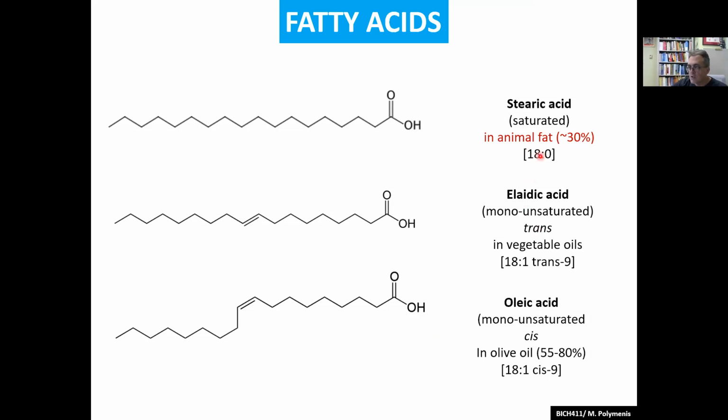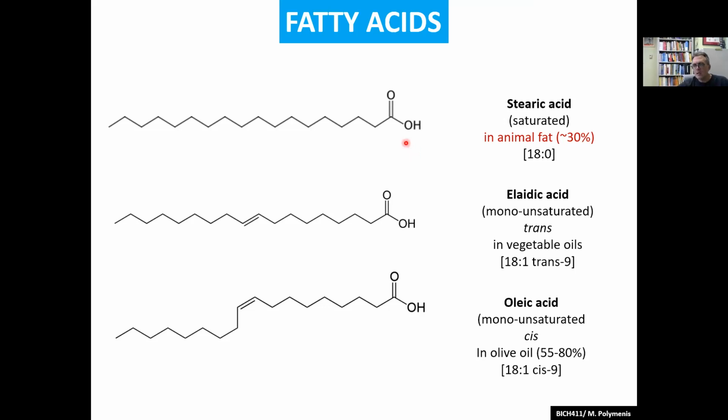Here in the brackets, you see the typical nomenclature. If it's a fully saturated fatty acid, let's say this one, 18 carbons, the first number shows you the number of carbons, so that's 18. And if there is no double bond, so fully saturated, you just write 0. So an 18:0 fatty acid is stearic acid, that's the name of it. It's very common in animal cells, as much as 30% of the total.